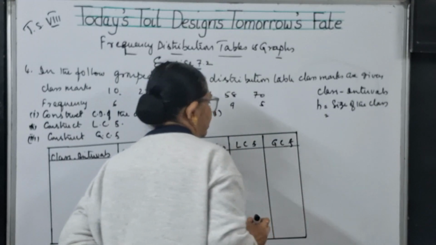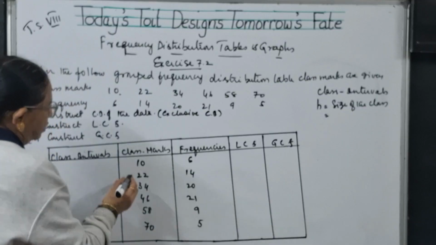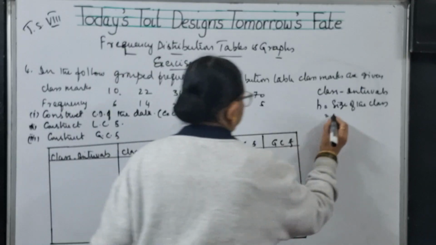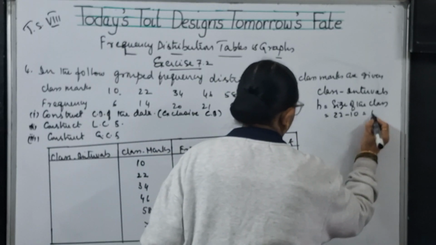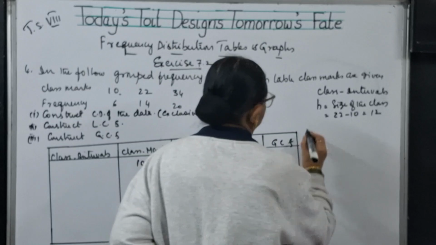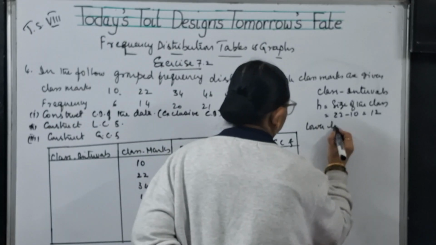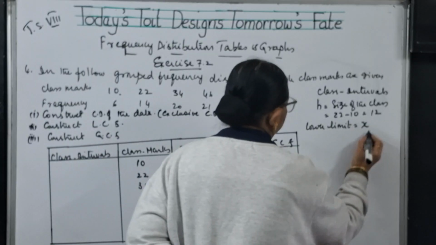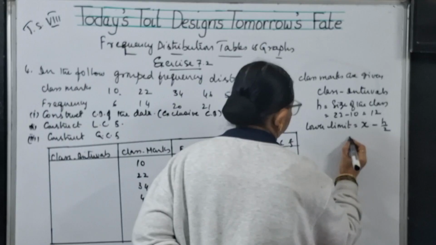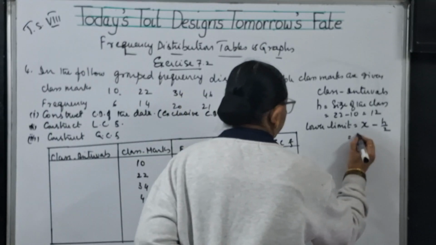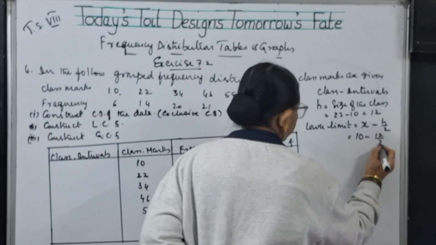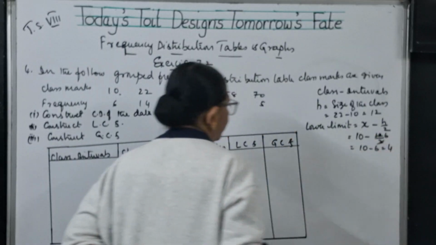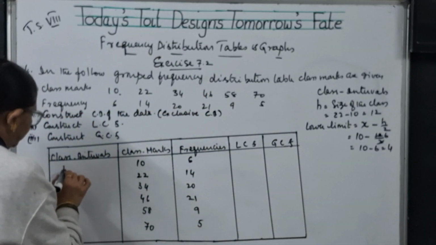How will you get this size of the class? By finding the difference between the two class marks. That is 22 minus 10, 12 is the h value. Now, how will you find out lower limit? Lower limit you can find out: x, that is a class mark, minus h by 2. Now the first class mark is 10 minus 12 by 2. 2 sixes are 12, so 6. 10 minus 6, that is 4. So lower limit of the first class interval is 4.